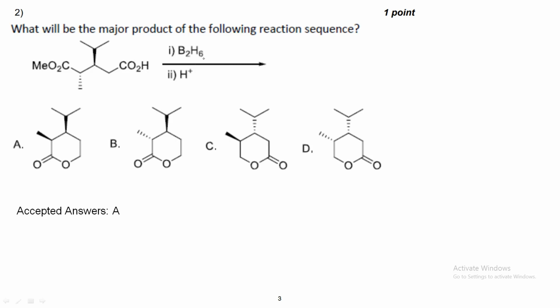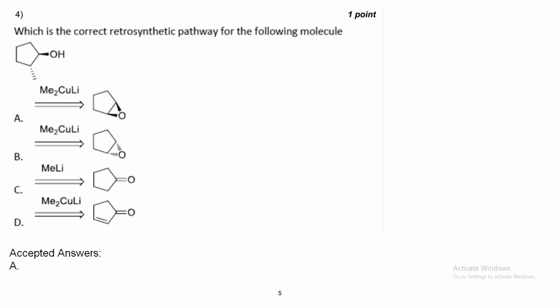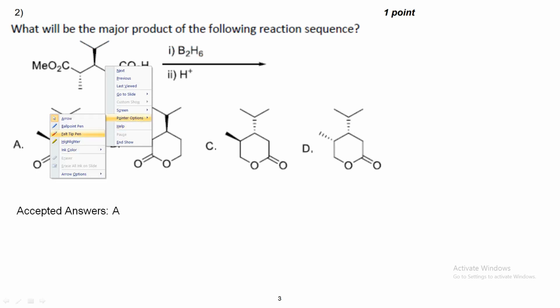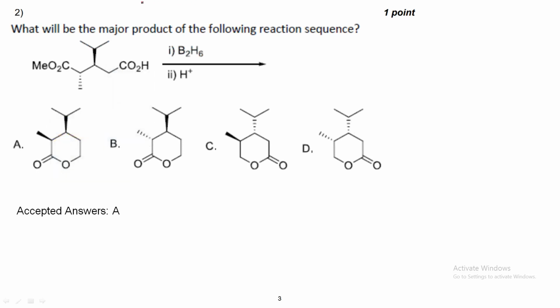So this BH3 can only reduce the acid part, not the ester part. So BH3 is quite selective regarding that. After the first reduction, let's see. The product that we are going to get is the reduced version of the acid, which is alcohol.